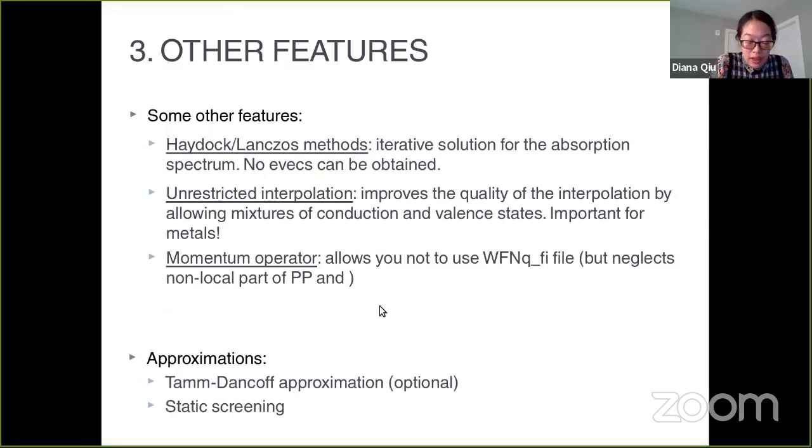Finally, by default the code uses something called the Tamm-Dancoff approximation, but this is also optional. You can turn it off if you want. And by default, the code assumes that the screening of the electron-hole interaction is static. So these are the two major approximations used when we solve the Bethe-Salpeter equation.